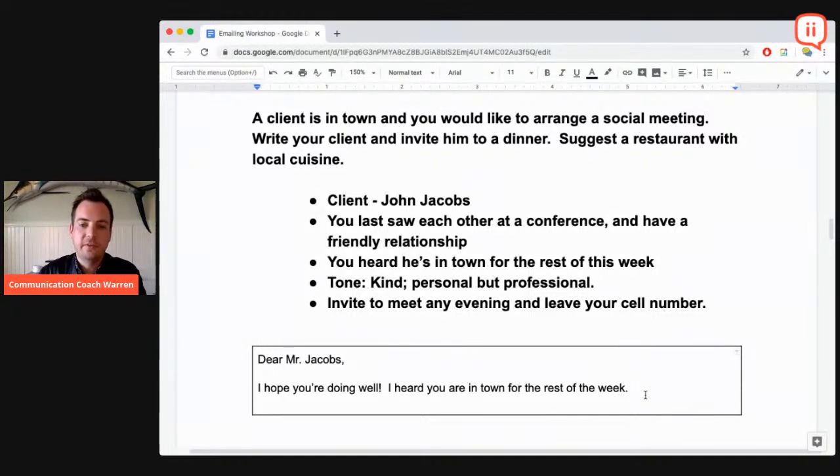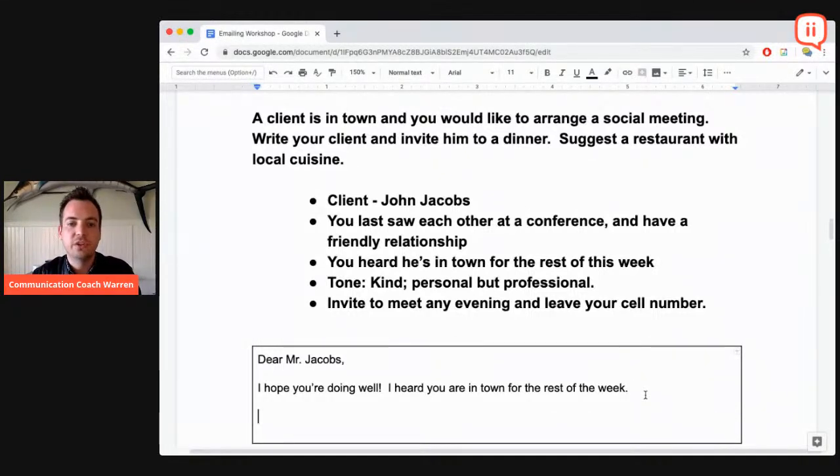Okay, so we've greeted him. We've stated our purpose in our email. Now, let's move on. Okay, write a sentence now. How can we invite him to dinner? Yeah, invite him to dinner. I see some people, Beatriz is saying, do you have any plans for these days? Good. What other ideas do we have for inviting him to dinner?